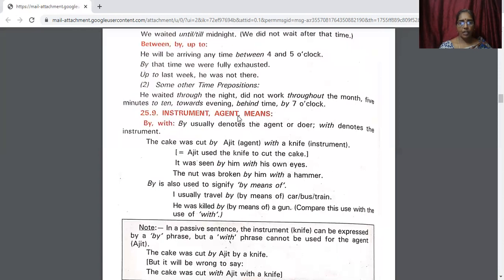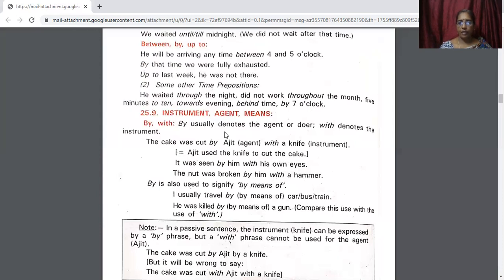Now, instrument, agent, and means. When do we use this preposition by? With. By usually denotes the agent or doer. With denotes the instrument. The cake was cut by Ajit with a knife. By is the agent. Who is the agent here? Ajit is the agent. What is the instrument used here? Knife. So, cut by Ajit with a knife.